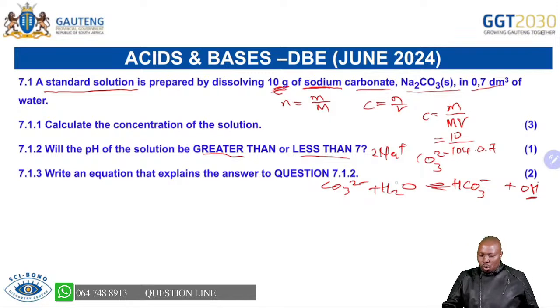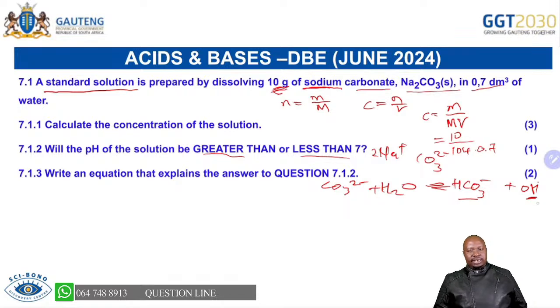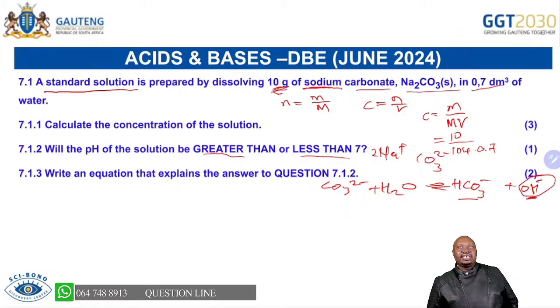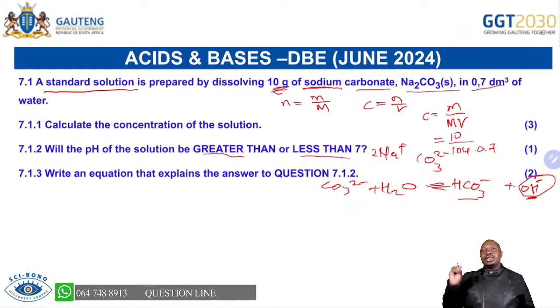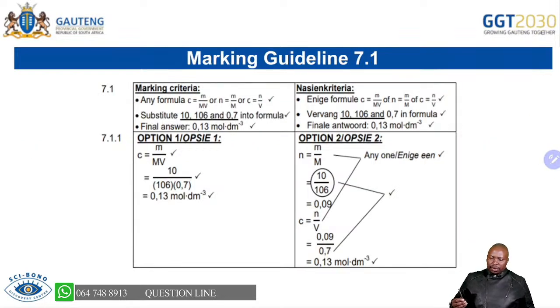Sometimes you can use 2 waters, still it will give you H2CO3 here and 2OH minus, which still shows that it forms OH minus. So it's a basic salt. It's a salt of a strong base and a weak acid. So you are able to do that, and you get your mark there.